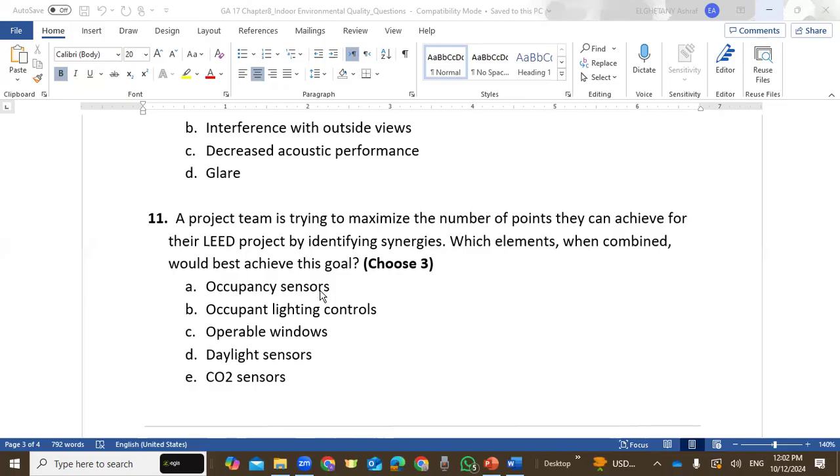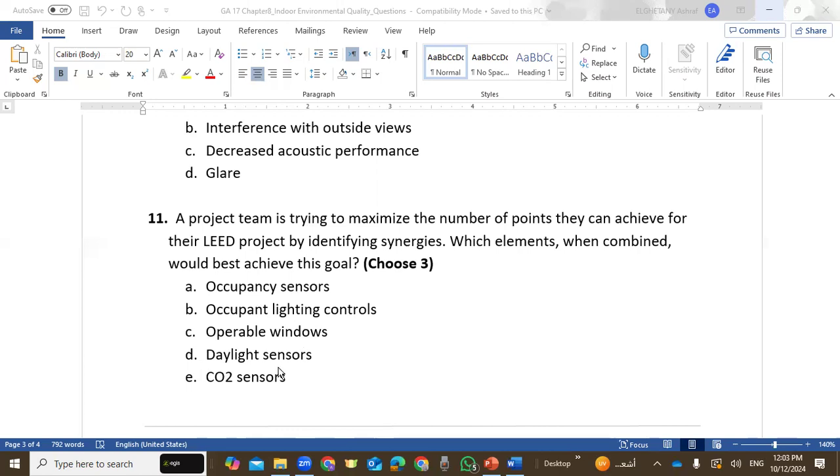Occupancy sensors, occupant lighting controls, operable windows, daylight sensors, and CO2 sensors. I will tell you the answer, very easy. Sensors are always very good because a sensor measures something to achieve something. Occupancy sensors will turn off the light when it's not used, so you save energy, and also provide lighting, so kind of both. Operable windows will just provide air. When you open the window, it provides air. Simple. So there's no synergy here, no other benefit except to provide fresh air. Lighting controls, yes, maybe, but lighting controls is just open and close or dim the light.